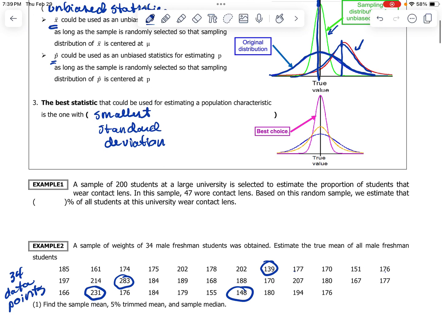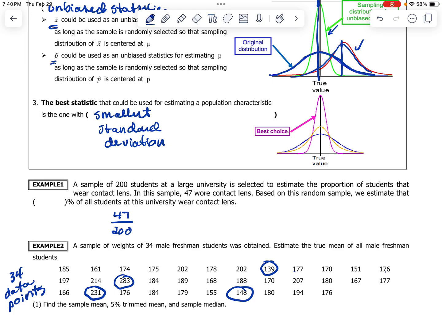All right, example 1. A sample of 200 students at a large university is selected to estimate the proportion of the students that wear contact lenses. So you want to know, what percentage of students wear contact lenses? You can't survey everybody at the university, so you surveyed a random 200 students. In your sample, you found 47 wore contact lenses. So based on the random sample, we're going to estimate what percent of all students at the university wear contact lenses. Well, we take 47 out of 200.